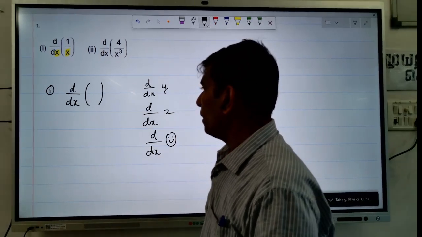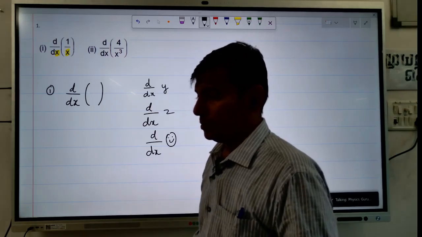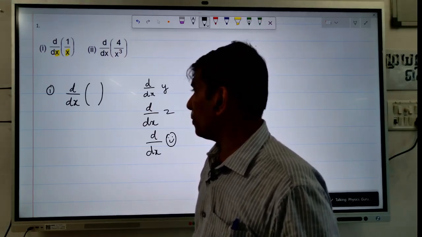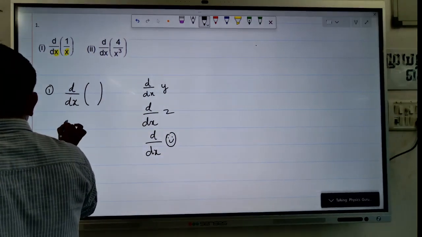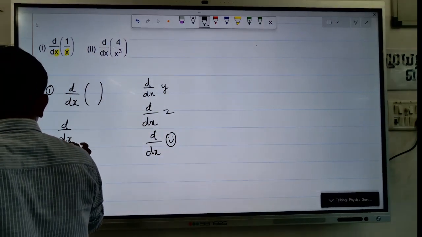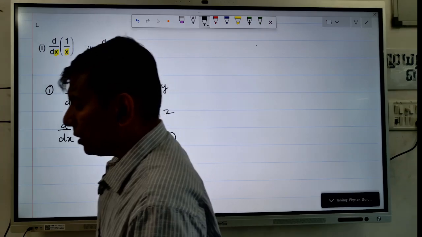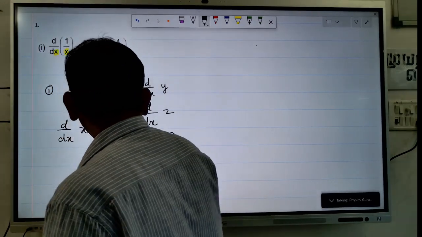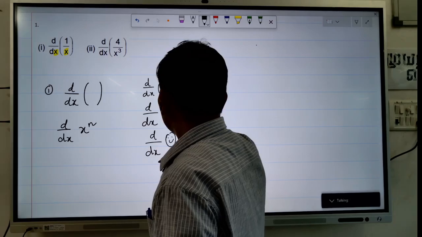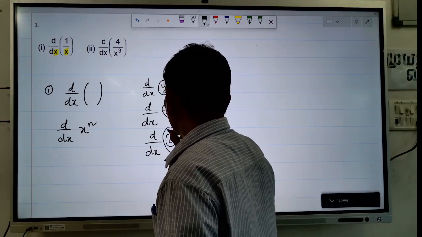But the rule we are going to use is d by dx of x to the power n. This is applicable if and only if this quantity is also x.